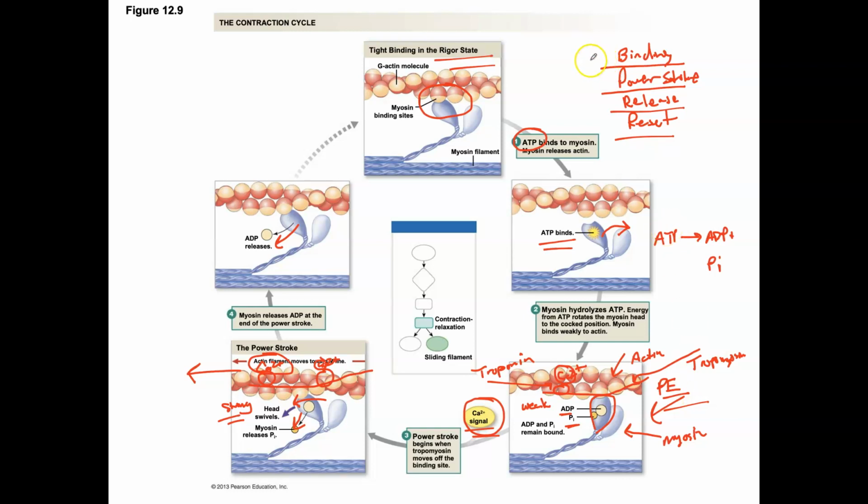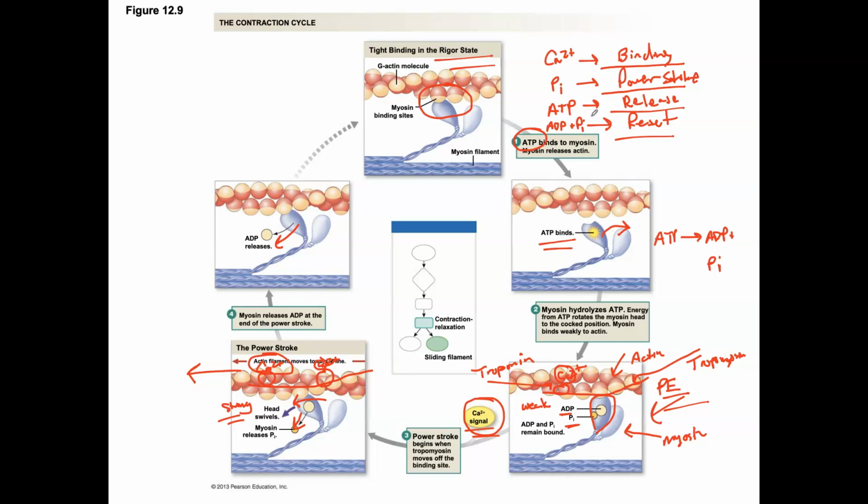So if we review, binding, power stroke, release, reset is the contractile cycle. In order for binding to occur, we need calcium. In order for the power stroke to occur, there needs to be a release of energy, inorganic phosphate. In order to release the myosin from the actin, you need ATP. And then in order to reset the myosin head, you need to hydrolyze the ATP back to ADP plus inorganic phosphate. And so that takes us through the entire contractile cycle.